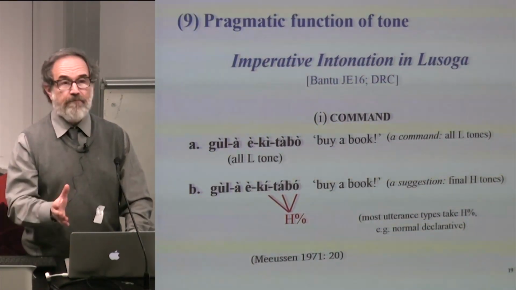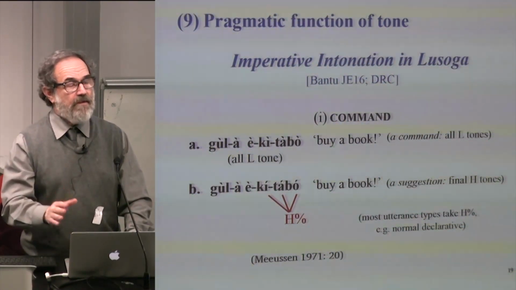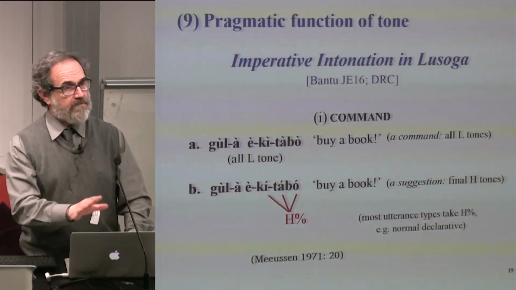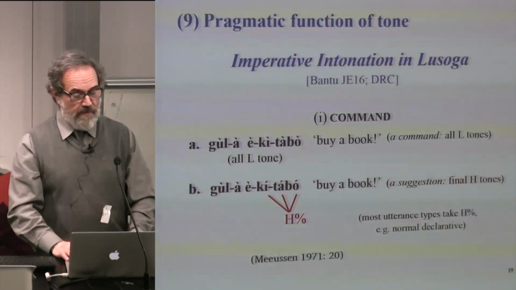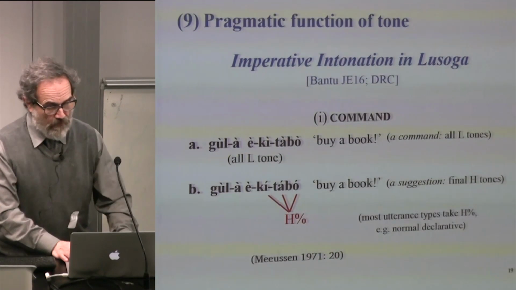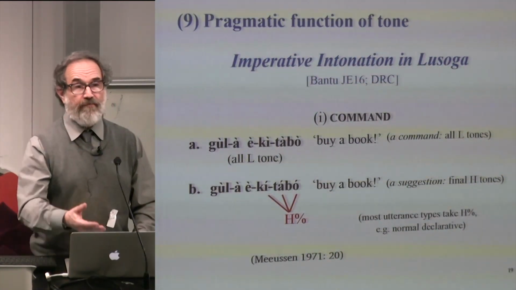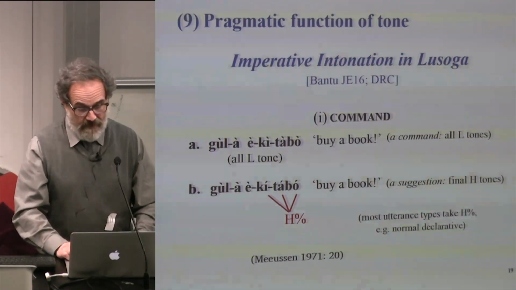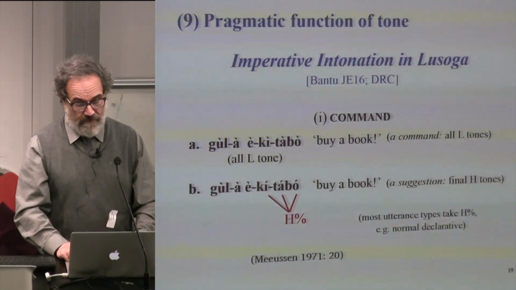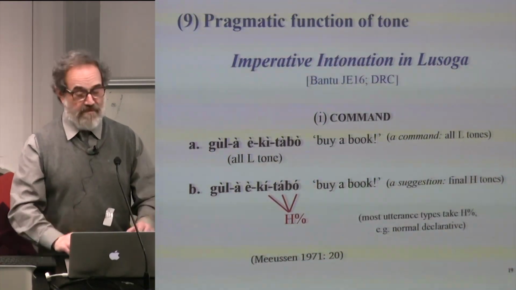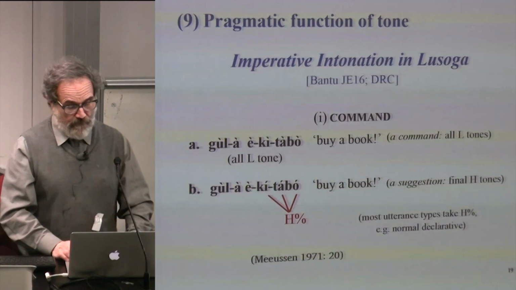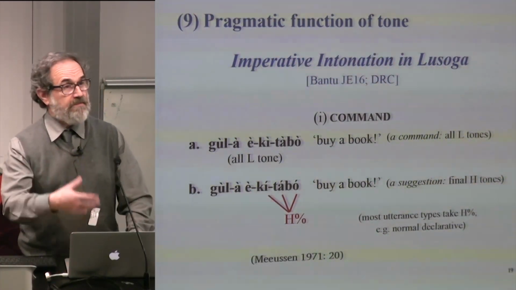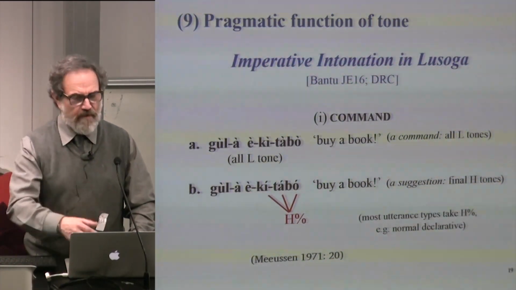If I pronounce the word book by itself, it's ekitabo, even though it's completely toneless, that is unmarked. There are no high tones in it, no lexical tone. Rather, the high tone comes exclusively from intonation. So here we see that the imperative, the command, lacks that high boundary tone, unless it's a suggestion, which makes it a bit more like a declarative.